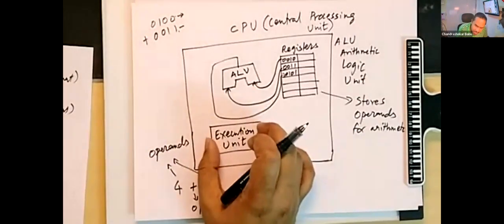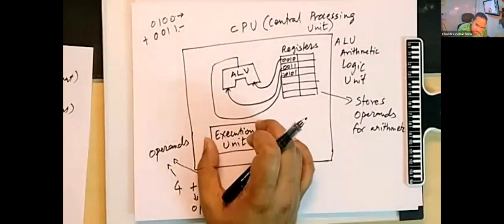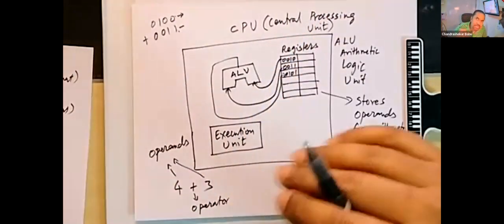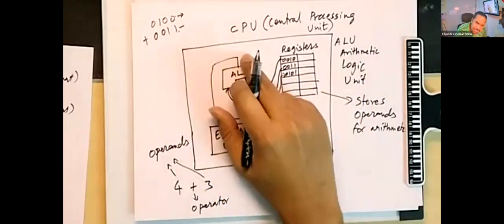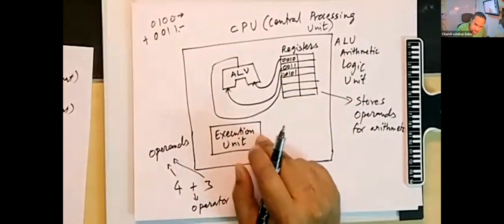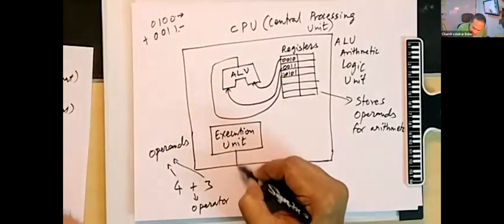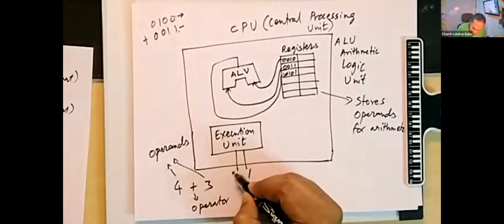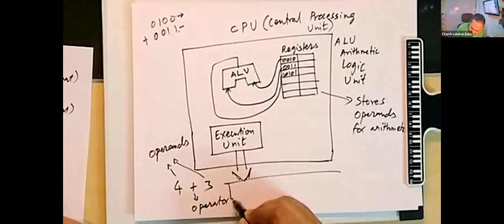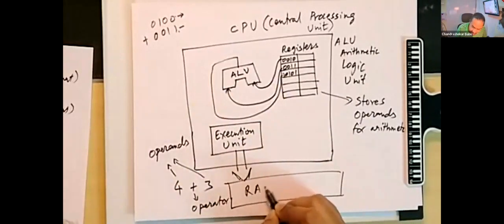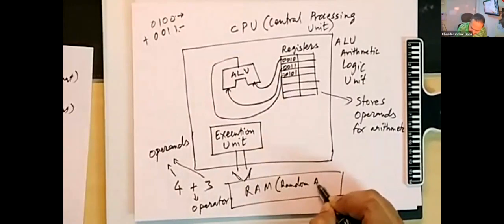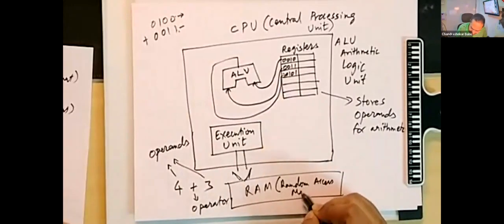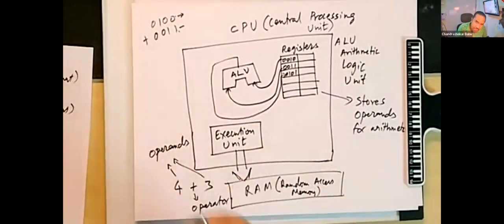This is another component. What does it do? The execution unit will take program instructions from memory, and based on that, it fills up the registers and then tells the ALU to add it. This execution unit is responsible for connecting to the actual RAM, or the random access memory, or system memory that you have, which might have your program.